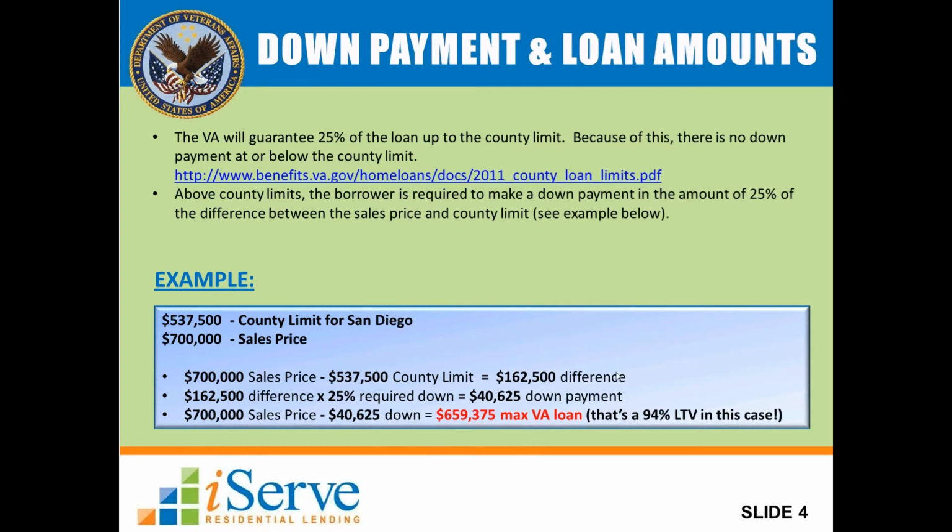We are going to take that difference, multiply it by 25%, so that's $40,625, and that is the amount that the veteran will have to put down on the home. Take our $700,000 sales price, less our down payment, still takes us to a $659,375 max VA loan. And in this example here, that's still a 94% LTV, so pretty awesome. I mean, that's something you're not going to get with your standard high balance financing.